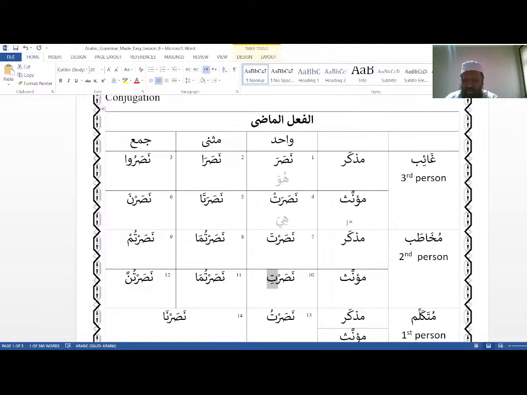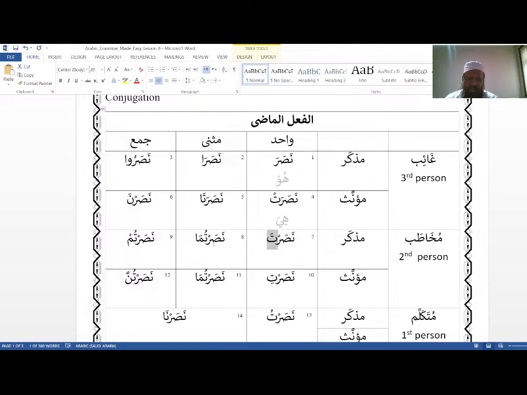In a bit, we're going to take another verb and then we're going to put it on this scale and conjugate. All you have to remember, for ghaib, the alif for muthanna, the waw for jama. And for mu'annas, the ta for muthanna and the noon niswa for jama mu'annas. After that, mukhatab is easy.